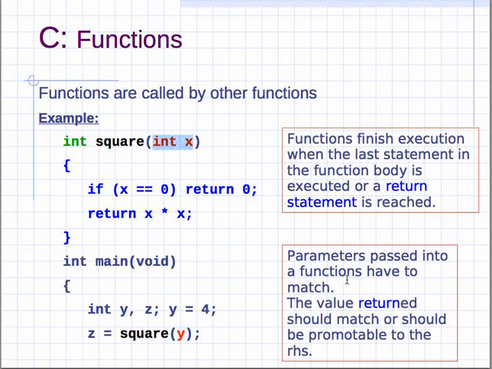So the arguments that are passed into a function have to match the parameter declaration. That's how you would say it. As for the value returned by a function, x times x, you don't have to second guess the type. This has to be either exactly an int or promotable to an int. So the way we say it is the value returned should match or should be promotable to the right hand side, which is this.